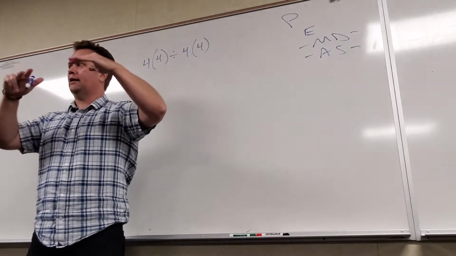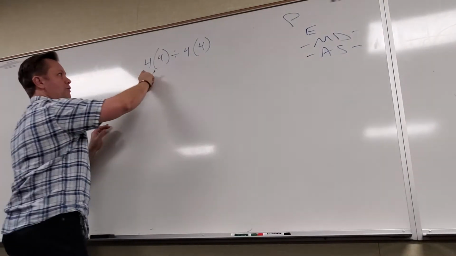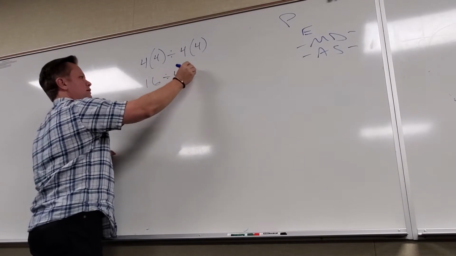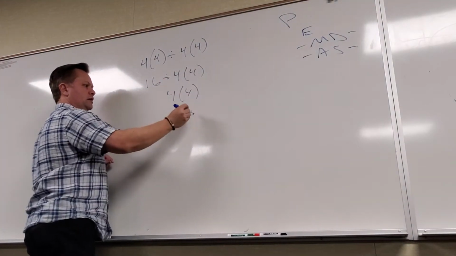They are at the exact same level of importance. Nobody gets done before the other one. So it's just how they come. What's 4 times 4? 16. What's 16 divided by 4? 4. What's 4 times 4? 16. That's the answer.